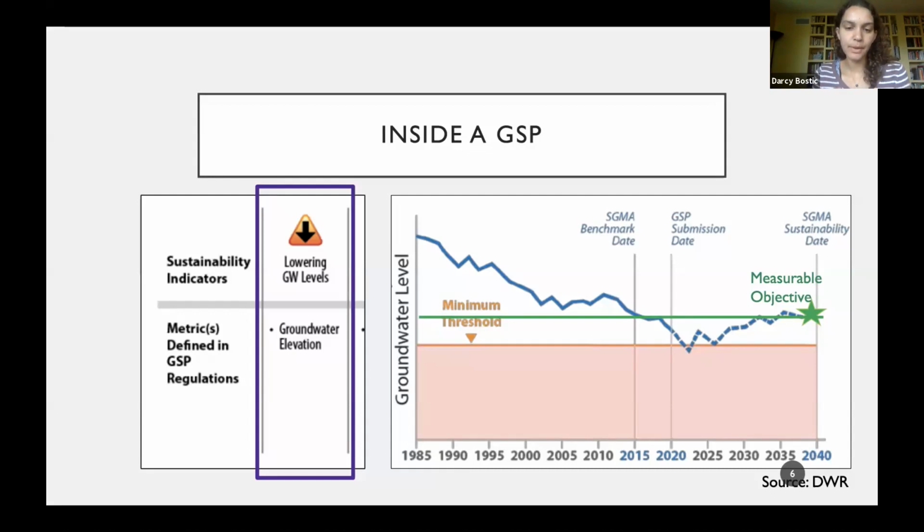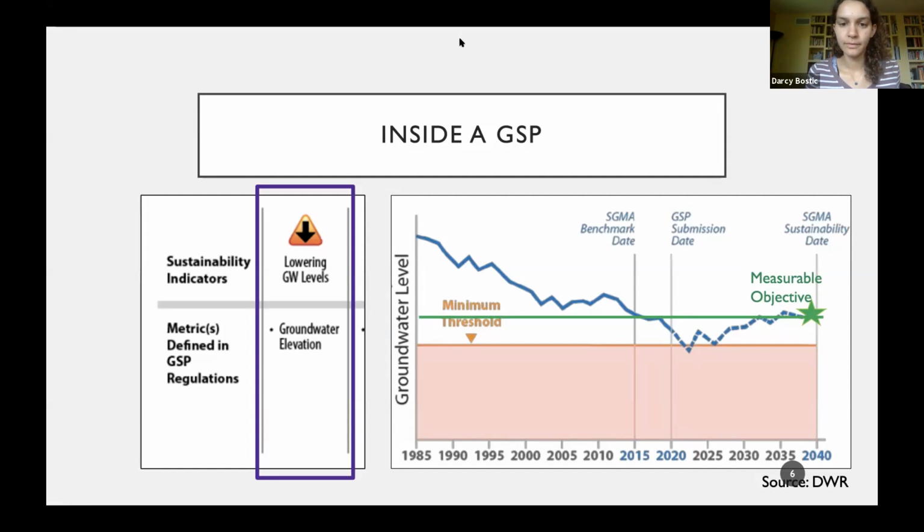So for example, minimum thresholds and measurable objectives are required to be set in GSPs as ways to measure and define what sustainability means to a GSP. So minimum threshold is the lowest level at which undesirable results will theoretically not occur. And a measurable objective is the ideal level at which you want your basin to be. So, you know, in this example, the groundwater level for your GSP that is considered most sustainable.